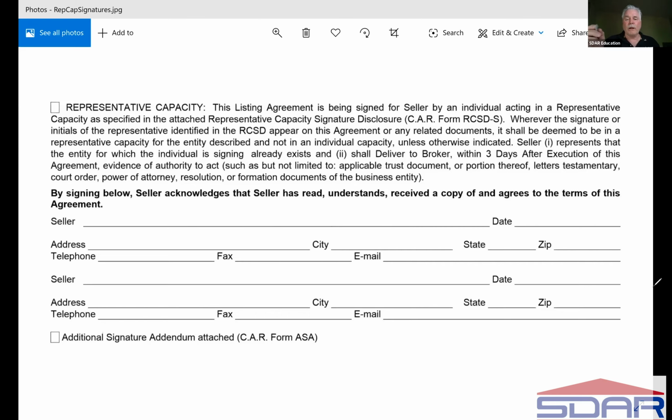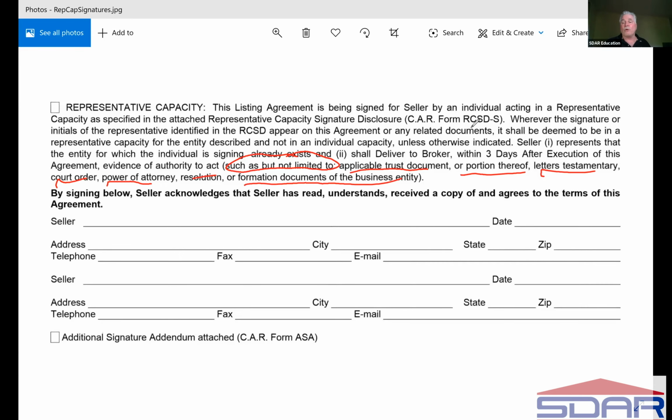All right, so what I want to do, well, let me finish this. Okay, so remember when we see such as but not limited to, we know the lawyers wrote that. I love it when lawyers write things. It's great to read, okay? So applicable trust document, portion thereof, just give me the cert. I don't need to see the entire trust. I just need to see the document. It's a 1 or 2-page document that says you have authority to sign on behalf of the trust. Letters testamentary, something from the court, a court order. That's good news. A power of attorney. Okay, these are things I might have to share later. So don't give me all the family jewels. All right, resolution, formation documents of the business entity. Just give me something that says you're authorized to sign.